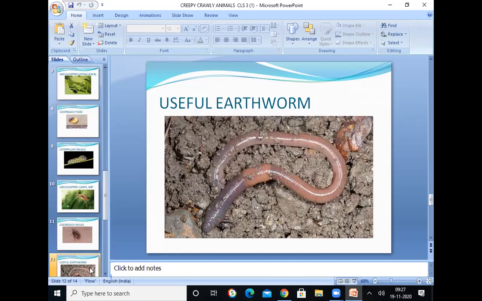Next one we are going to see is the earthworm. The earthworm's body is very soft and wet, with moist skin. Why does it have moist skin? Because it lives inside the soil. Next, it will be found in brown, black, or reddish color. Earthworm is the most useful animal.